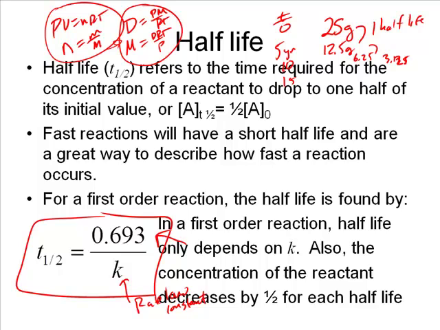Okay, so in a first order reaction, the half-life only depends on K. So the concentration of the reactant decreases by half for each half-life, just like how we just talked about up here.